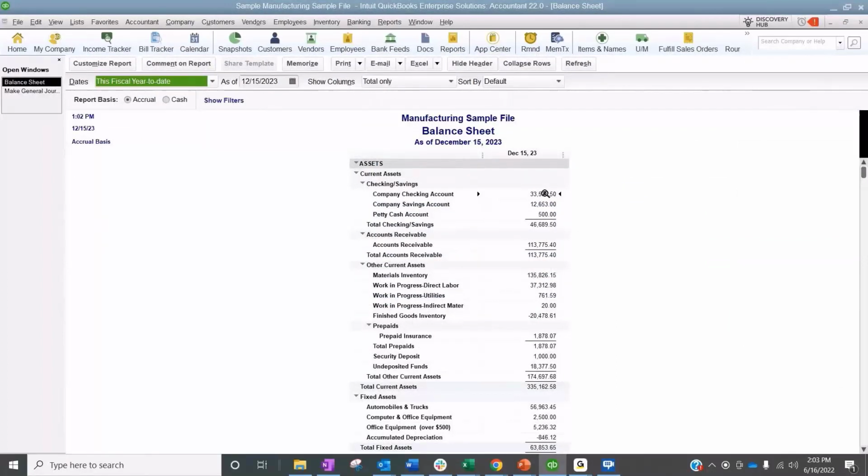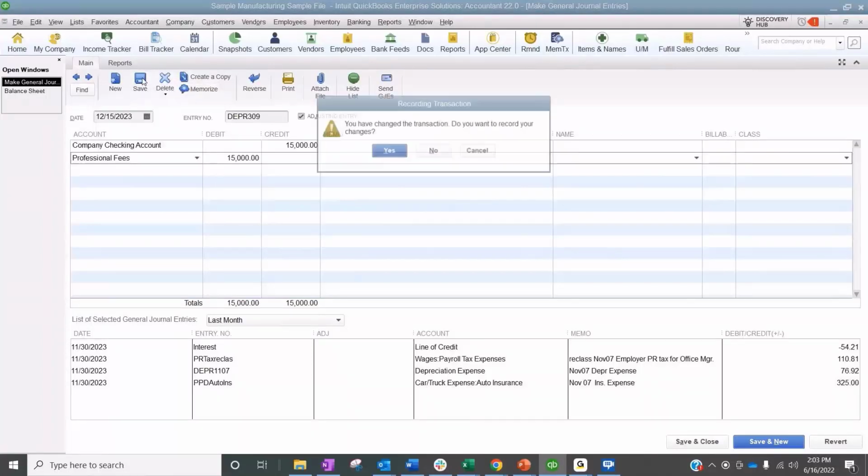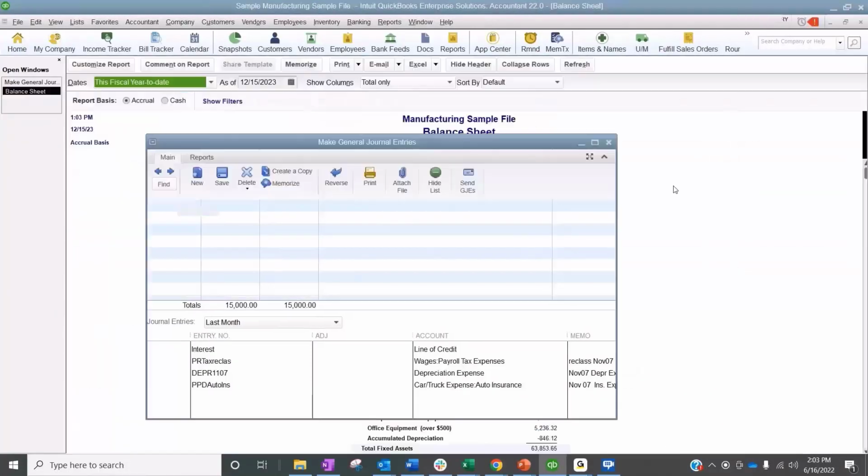Right? If I wanted it to go down, then I would flip it over to the other side, to a credit. So if I put in $15,000 here, $15,000 here, right now it's going to take that original $18,000 that we saw and subtract out $15,000.